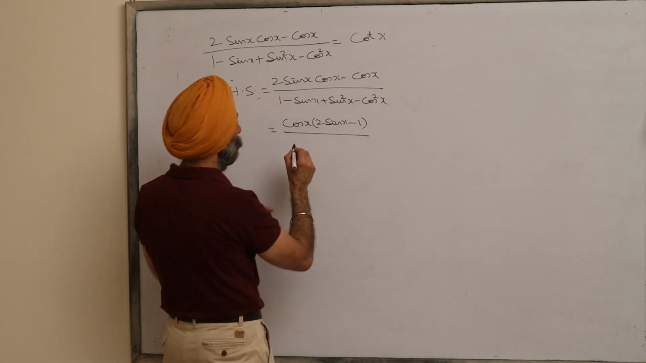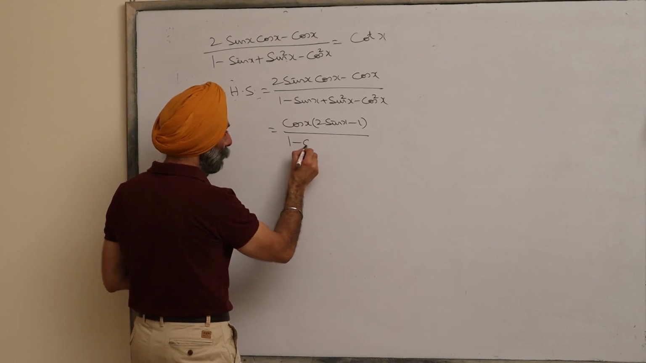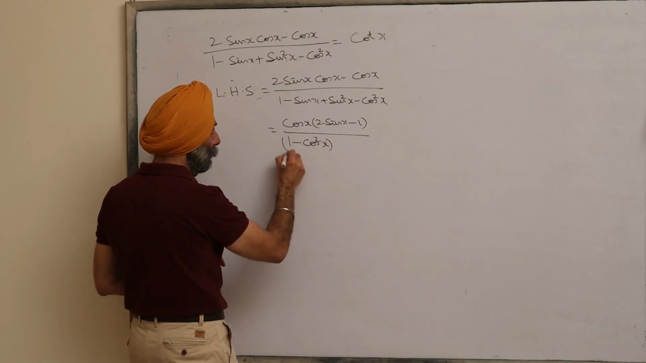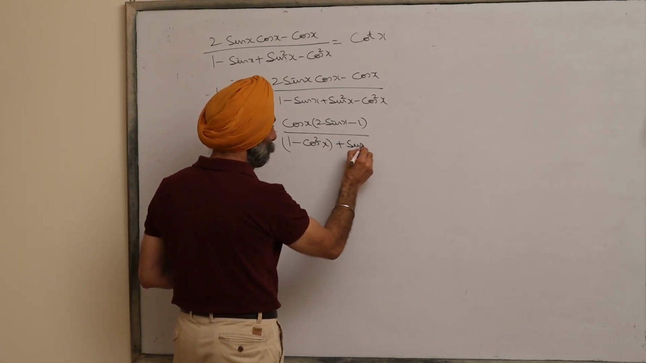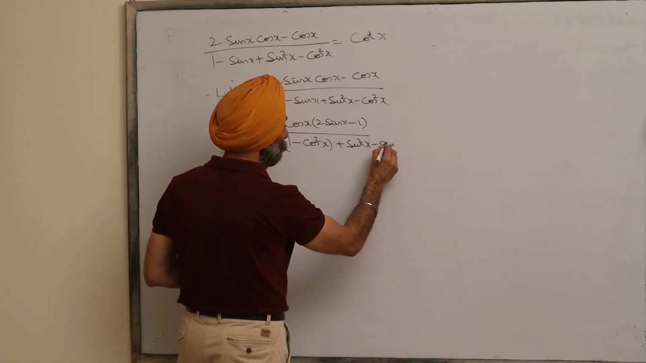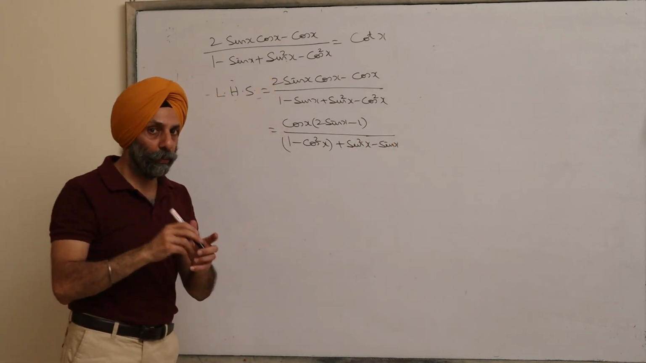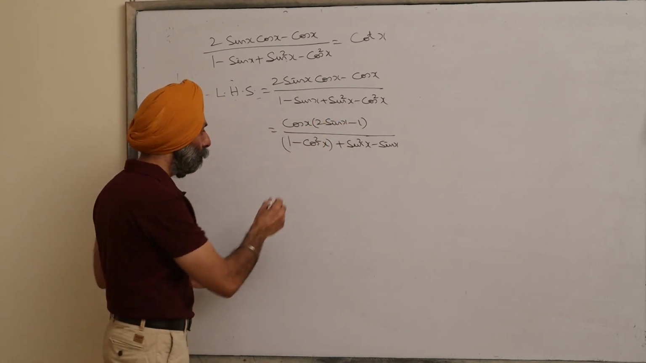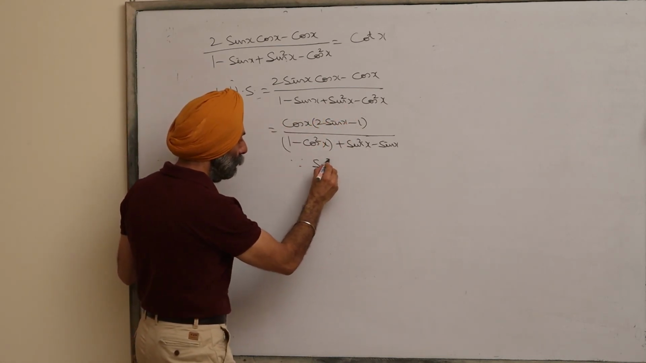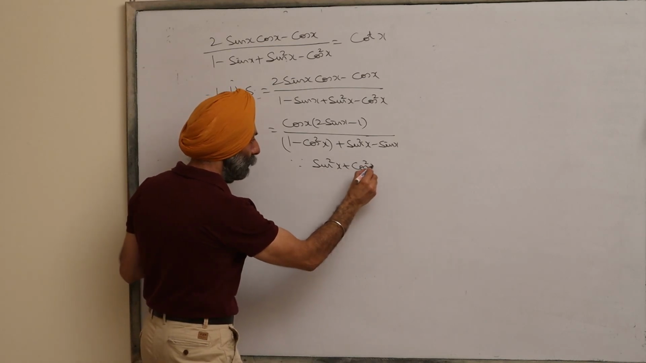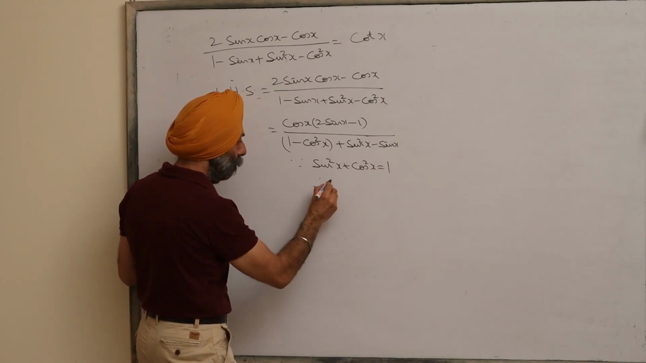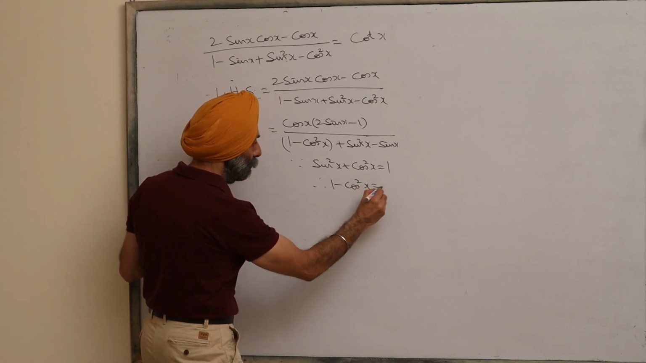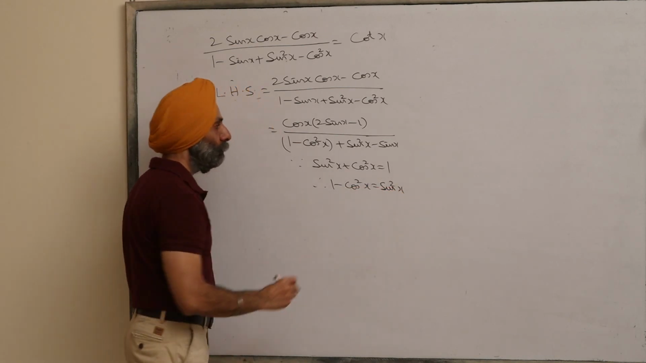Now in the denominator, combining 1 minus cos square x plus sin square x minus sin x. So purposely I have combined these two terms. Why? Because sin square x plus cos square x is 1. So therefore 1 minus cos square x is equal to sin square x.